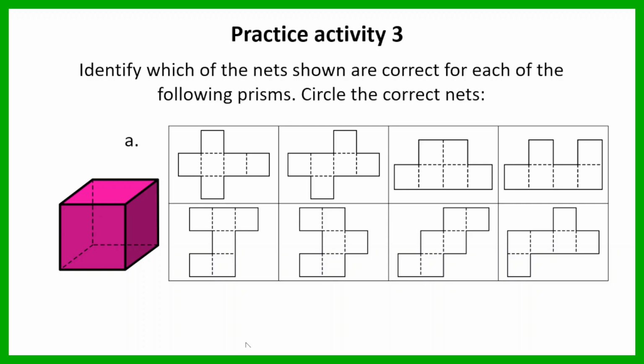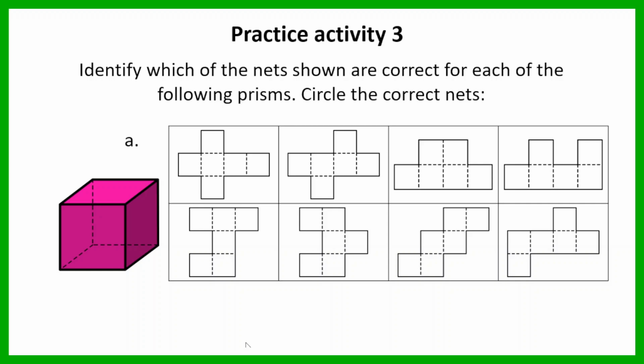You need to identify which of these nets are correct because not all of them are. Okay, so when you're doing this, I want you to look at it and try to imagine if you were to use each of these nets to build the prism, if it would work or not. You need to make sure that none of the faces would overlap each other, and also that you have the correct number of each of the faces and the correct shape for each of the faces.